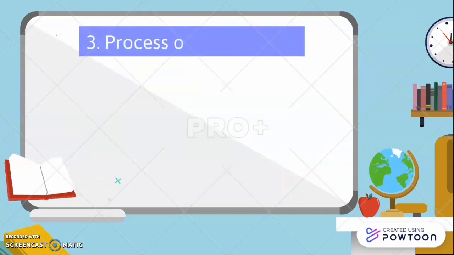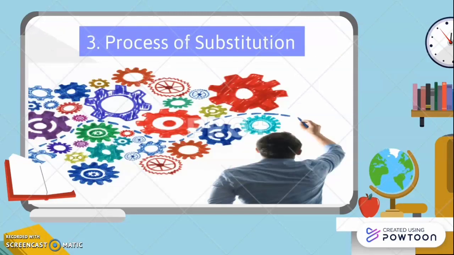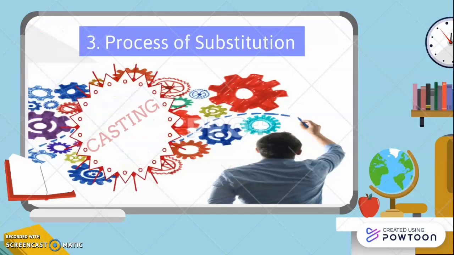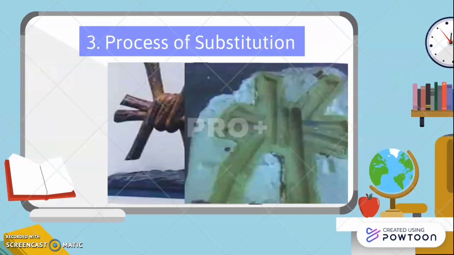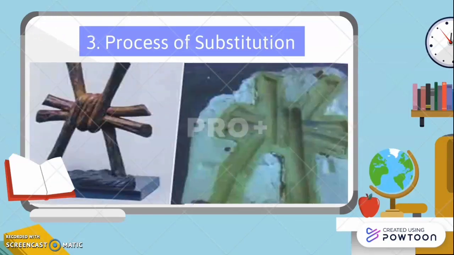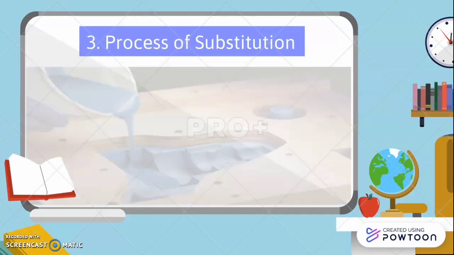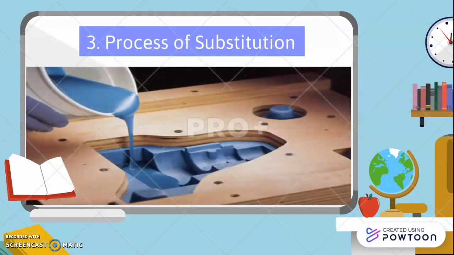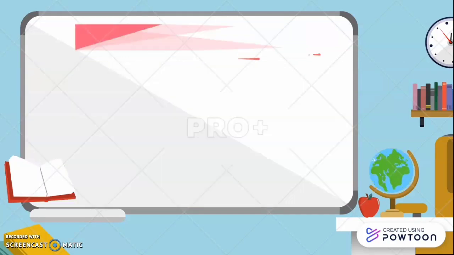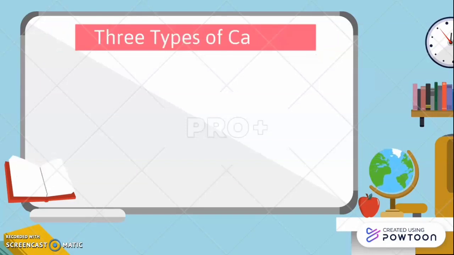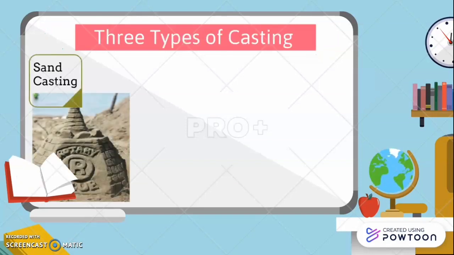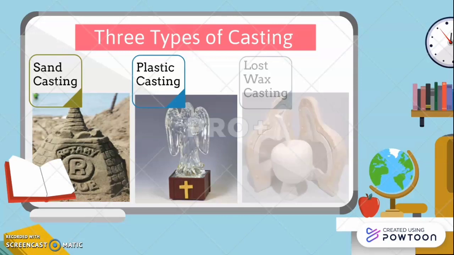Number 3, process of substitution. This process is also known as casting. This method involves using a mold to produce a 3D figure in another material. The material should be in liquid form for it to be poured into the mold. The three types of casting are sand casting, plastic casting, and lost wax casting.